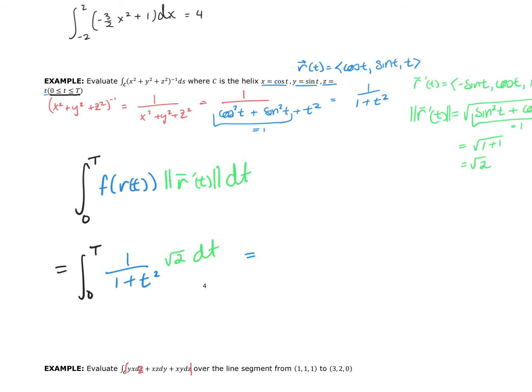The square root of 2 is just going to come straight on out because it's just a constant multiplier. And then we know that this is the tangent inverse, so it would be the tangent inverse of t, evaluated from 0 to capital T. So this is going to be the square root of 2 times the tangent inverse of capital T, minus 0, so it's just going to be that.